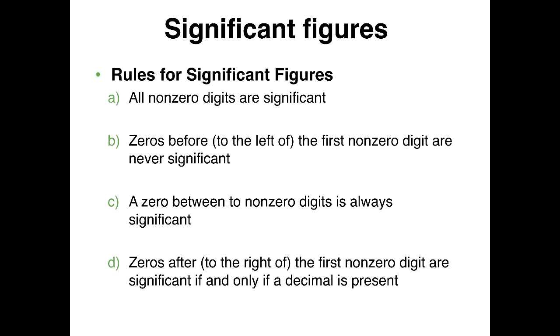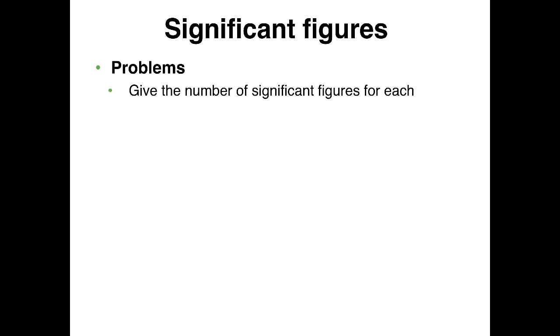So let's take a look at some and see if we can figure out how many significant digits there are. So here's one. You can formulate in your mind how many significant digits you think there are, and then I'll tell you the answer. There are 3 here, because all 3 of these digits are non-zero. So that's pretty simple and straightforward.